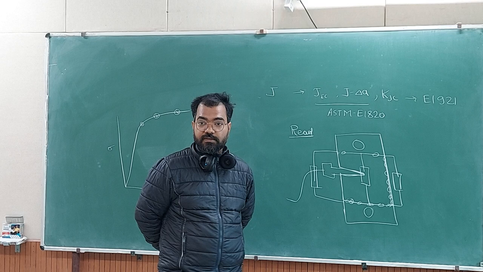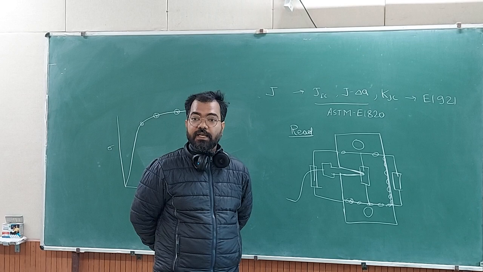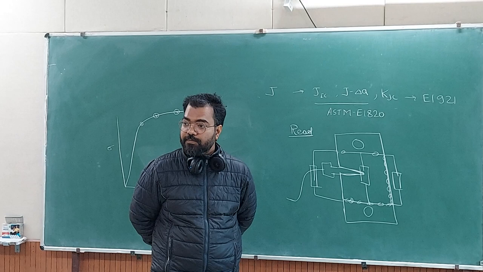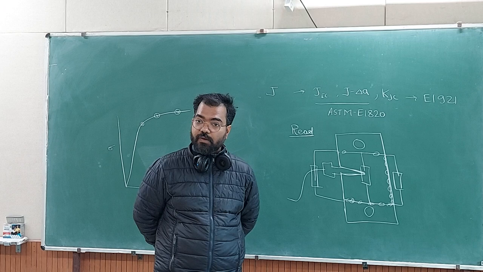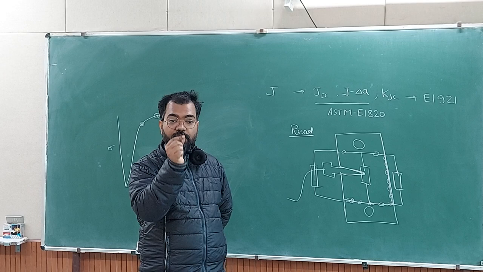So when you do fatigue pre-cracking, you are ensuring that a/W should be in the range of 0.45 to 0.55 or 0.7, in that range. You cannot really control exactly when you will stop the fatigue pre-cracking, right? You have loaded the notched specimen under fatigue loading, and with your eyes you are looking at the sample, and you have a mark on the sample.